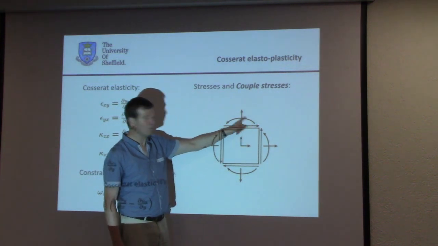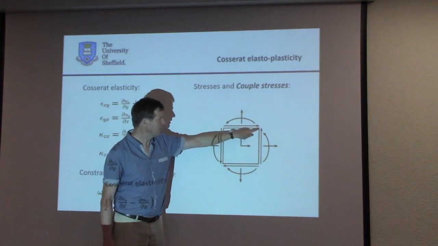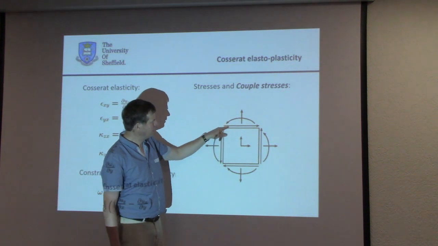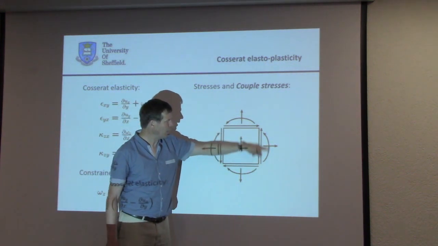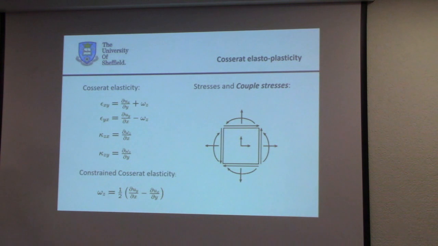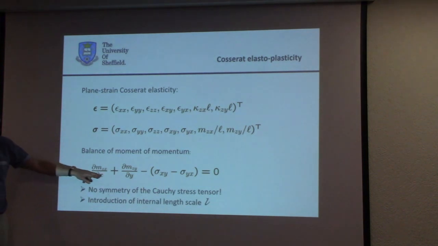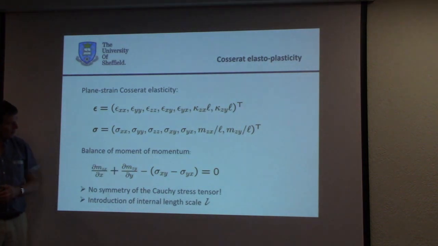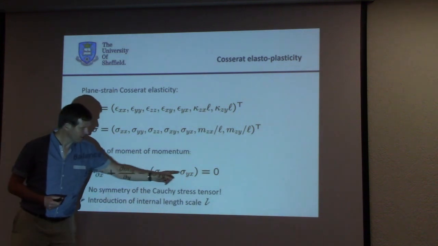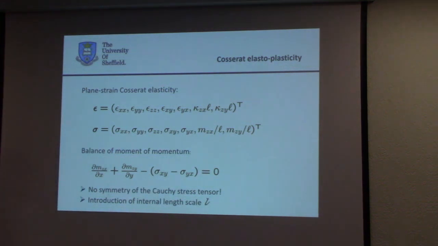Now you have these bending moments in addition. So when you take rotational equilibrium, you have this times this lever arm, minus this times this lever arm, plus this bending moment, minus this bending moment. So here you get that the derivative of the bending moment of this one in the x direction, plus this one in the y direction, minus this shear stress, plus the other shear stress, equals 0.